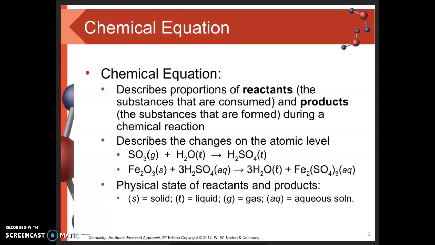In this video, we'll be describing how to balance chemical equations. We start off by looking at what a chemical equation is. A chemical equation describes what is happening in a chemical reaction. It describes how many reactants there are, how many products there are, what the ratio of one to another is. It also describes the changes that we see on the atomic level.